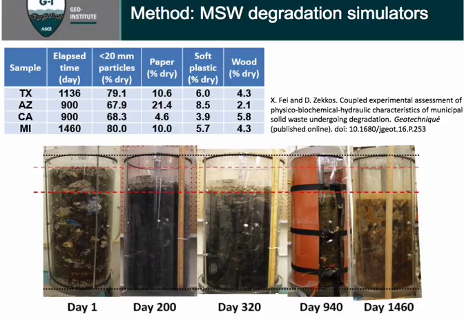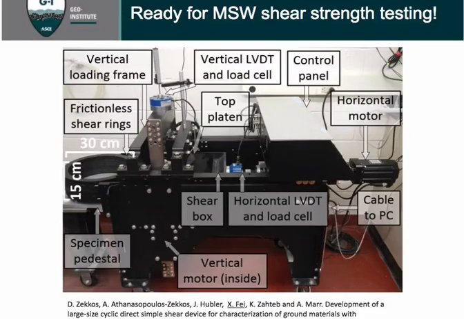This is another photo showing the initial state and the final state of one of the simulators. The difference between those two red lines is the self-settlement due to biodegradation, just to show that the biodegradation is actually having a significant impact on the waste material, or on the waste properties.